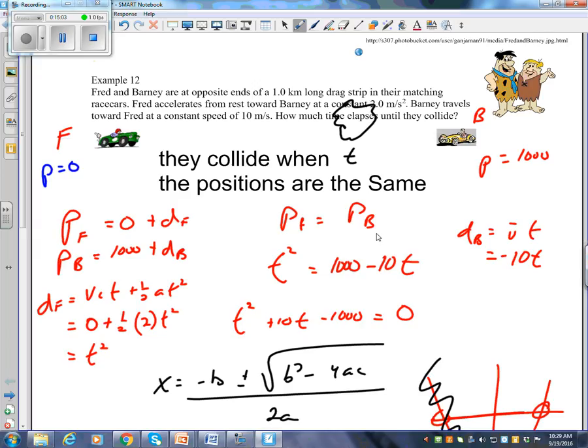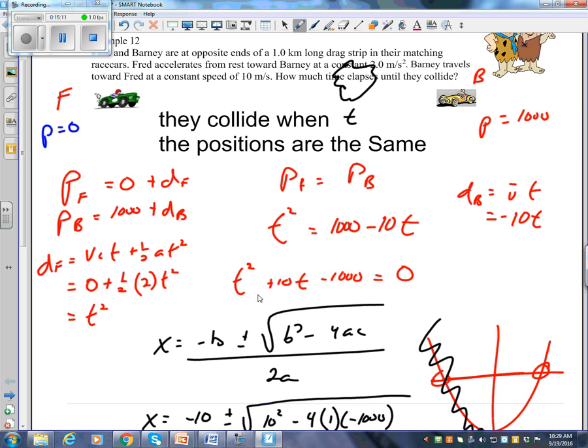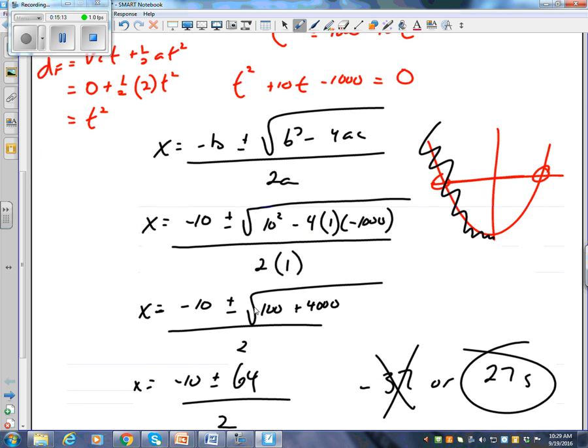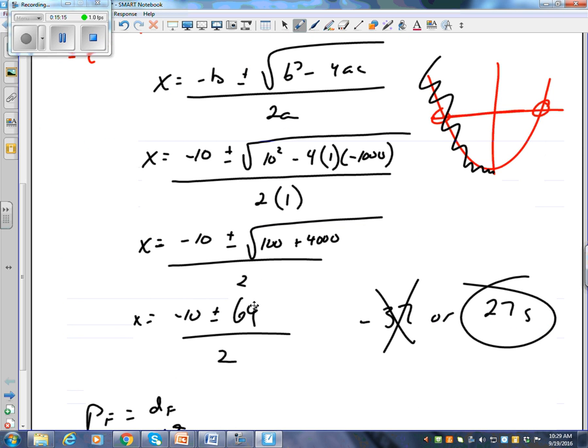Okay? Barney's position is his initial position of 1,000 minus 10t. And then once I got that, it's a simple matter of throwing it all to one side and solving the quadratic. This works every time you've got two objects that have to be in the same place at the same time.